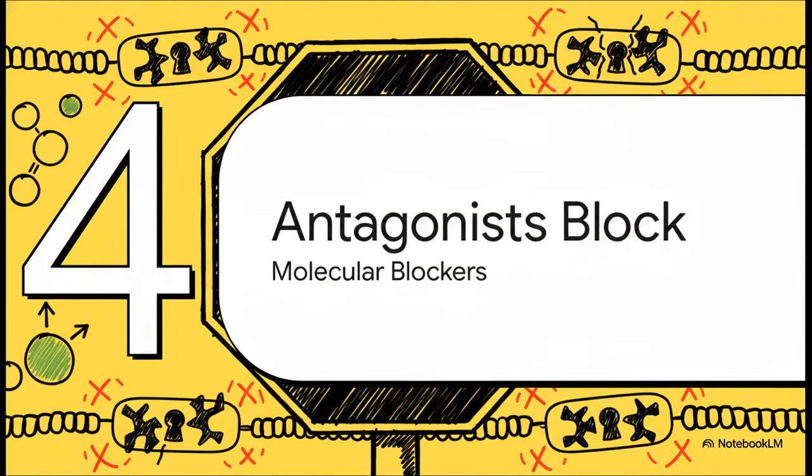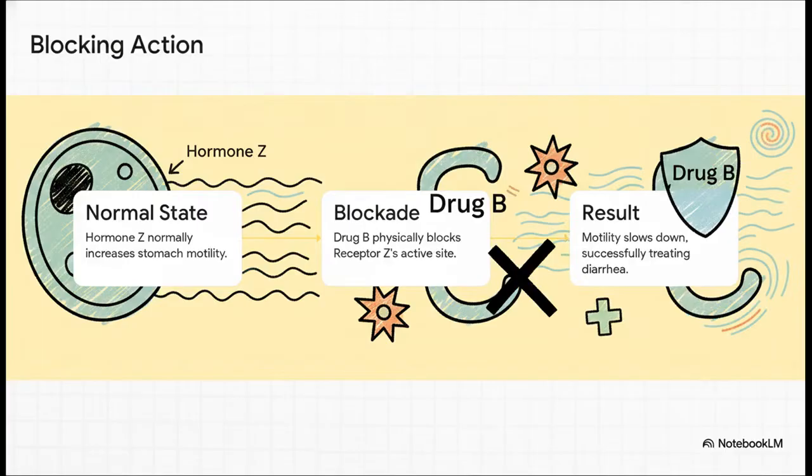All right, Section 4, how antagonists block cells. We're shifting our focus from the activators to the molecular blockers. So if agonists are the keys that turn things on, antagonists are the chemical shields that shut things down. Let's revisit our stomachache scenario to see this from a totally different angle. Normally, hormone Z binds to receptor Z and increases your gut motility. To stop the diarrhea this time, we introduce an antagonist, drug B. Drug B physically blocks that receptor's active site. Hormone Z is totally locked out. Because it can't get in, motility slows down naturally, and the diarrhea stops.